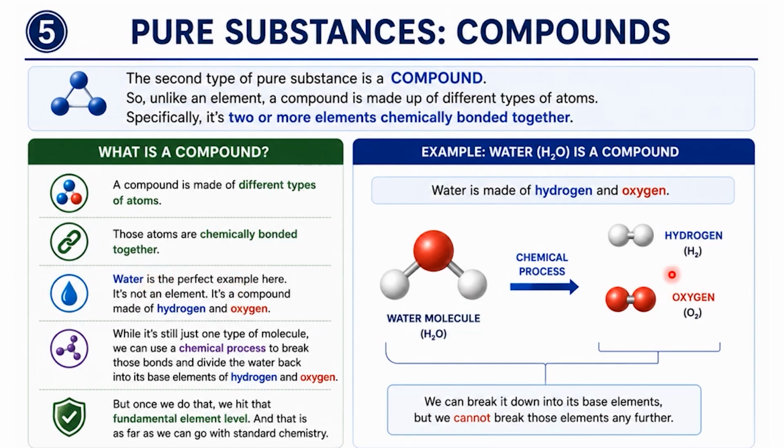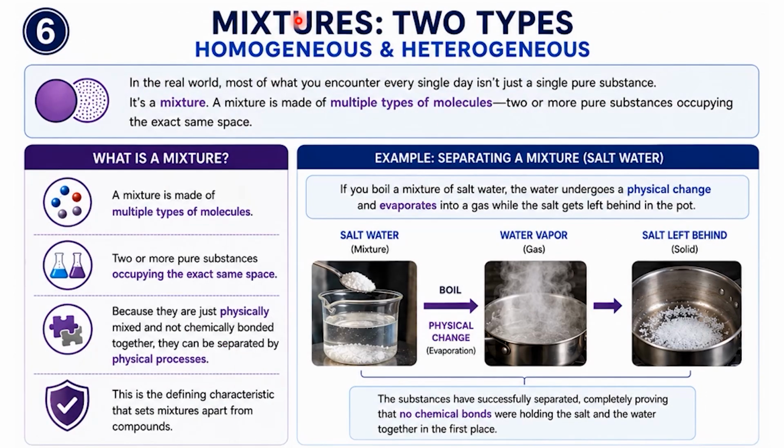Water's the perfect example here again. It's not an element, it's a compound made of hydrogen and oxygen. While it's still just one type of molecule, we can use a chemical process to break those bonds and divide the water back into its base elements of hydrogen and oxygen. But once we do that, we hit that fundamental element level, and that is as far as we can go with standard chemistry. Which brings us to our fourth and final section, two types of mixtures, homogeneous and heterogeneous.